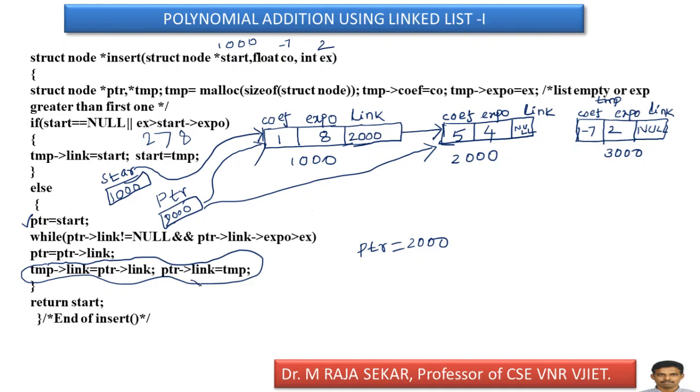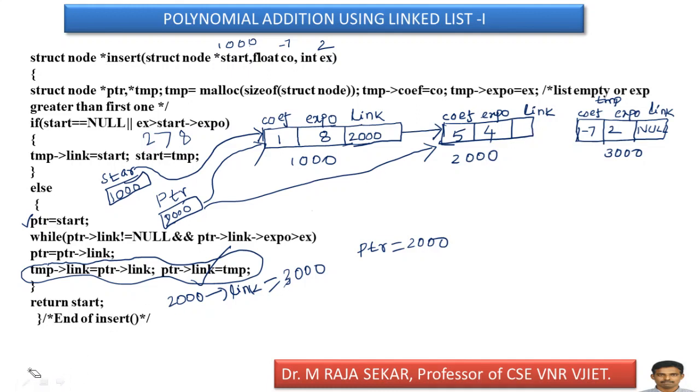PTR arrow link equal to TMP. Just see this one. PTR arrow link means PTR means 2000. 2000 link equal to TMP. What is my TMP? 3000, isn't it? TMP means the recently created node is this. This I must write here. Let me erase that first. How can I erase? Yes, this will be removed. I think this can be removed.